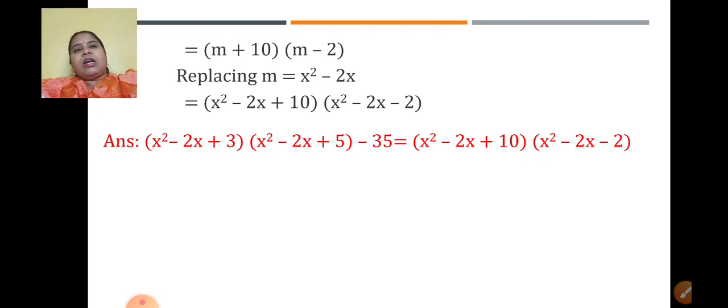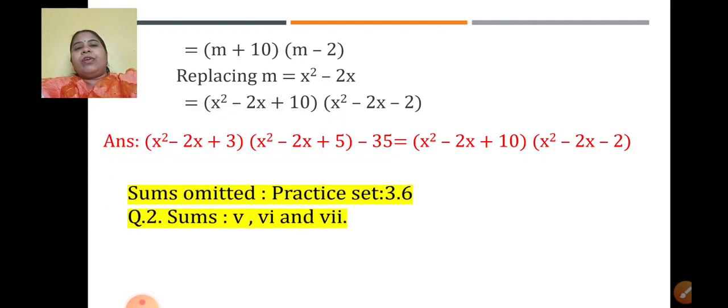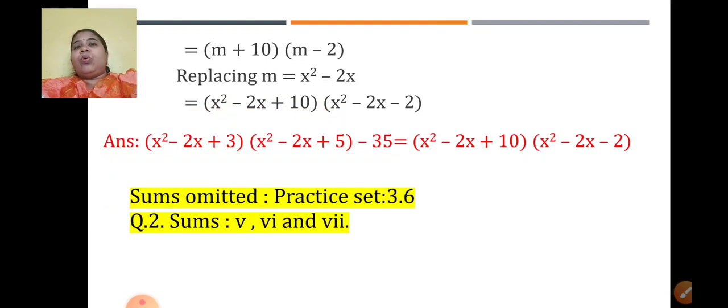So with this I come to the end of this session. I would like you to make a note of the omitted sums from this practice set 3.6. Question number 1, all sums you have to do. From practice set 3.6, question number 2, I have done 4 sums. The next 3 sums, 5th, 6th and 7th are omitted. So please mark it as omitted sums. You have to do only the first 4 sums which I have done today. Remaining 3 sums are omitted.